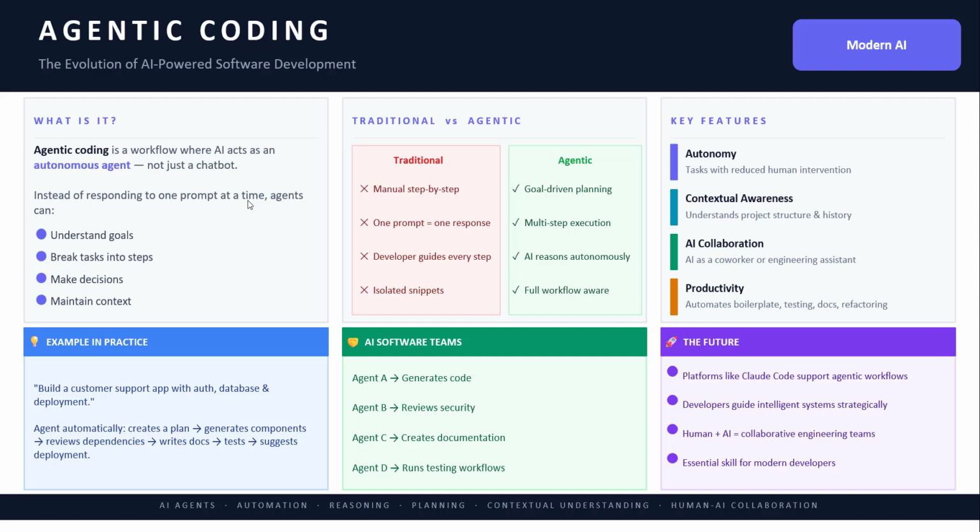So, what exactly is agentic coding? Agentic coding refers to a development workflow where AI systems act as autonomous or semi-autonomous software agents. Instead of simply responding to one prompt at a time, these agents can understand goals, break tasks into smaller steps, make decisions, maintain context, and execute workflows intelligently.